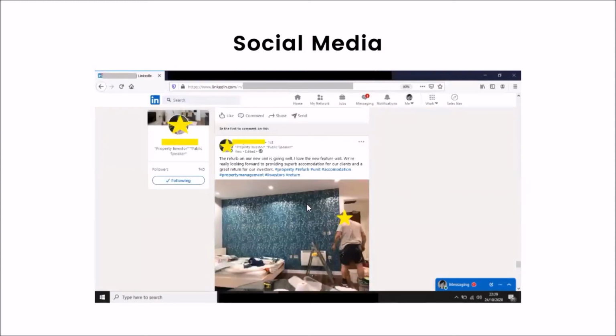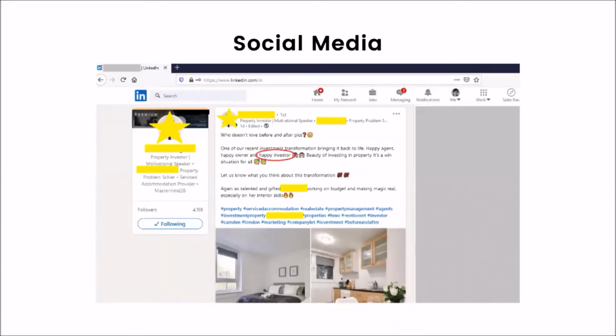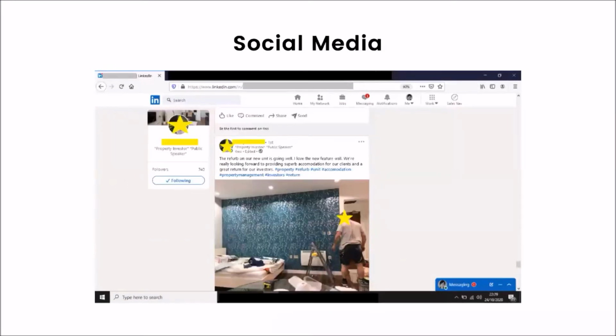Okay. This one says the refurb on our new unit is going well. I love the new feature wall. We're really looking forward to providing superb accommodation for our clients. And here's the humdinger statement: a great return for our investors. Okay. The other poster was a little bit more subtle and indirect. We've got happy investors. This one is saying it loud and clear. We offered a great return for our investors.